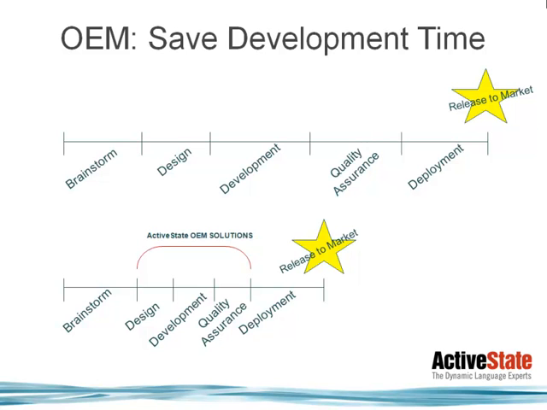So let's talk about how you save development time. At the top, we see a very typical development schedule that precedes your release to market. There's the brainstorming, design, development, QA, and deployment. Obviously, there might be a little bit of iterative work between development and QA in there. If you're using dynamic languages in your solutions, using ActiveState language distributions and OEMing them will reduce the design, development, and QA time, getting you quicker to deployment and release to market.